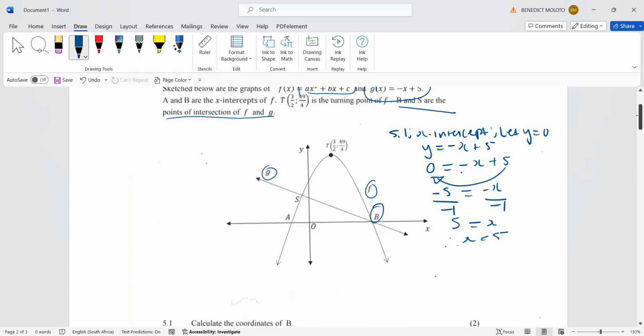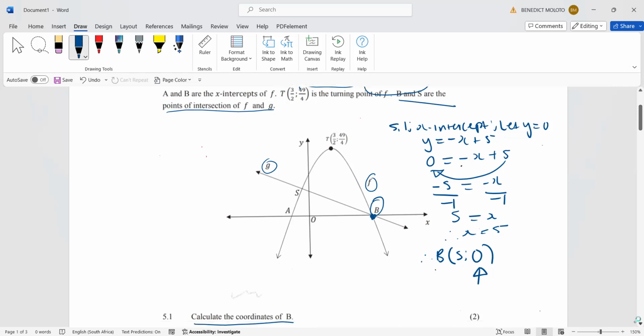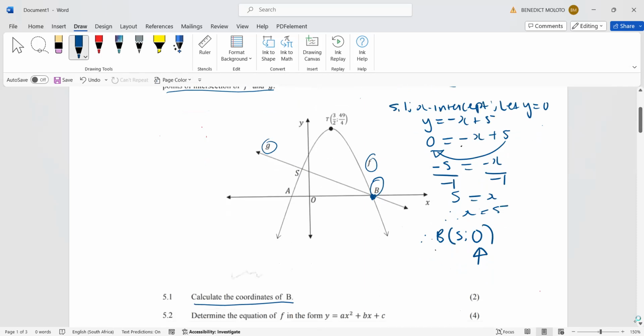So to conclude, therefore B is (5, 0). This 0 is because at the x-intercept, your y is always 0. That's why we put 0 there. At this point, your y is always 0. When I say x-intercept and y-intercept, I think it's simple.